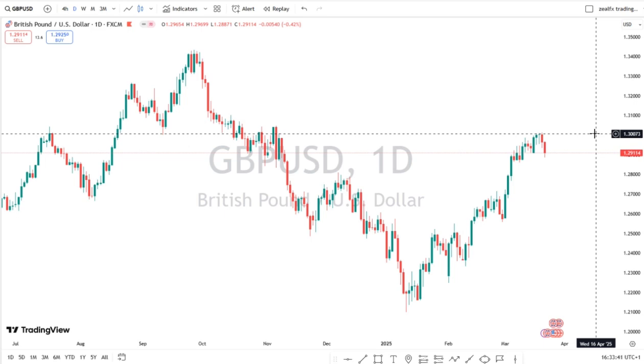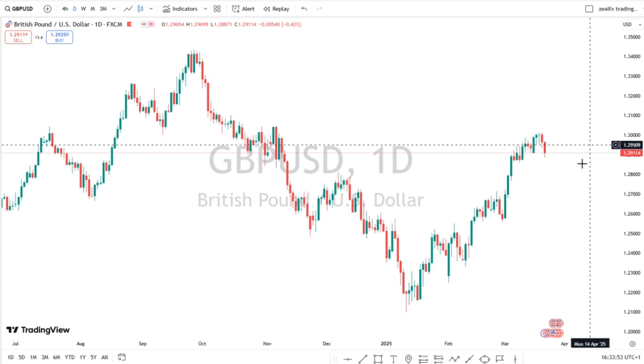In this weekly analysis, we'll be looking at the GBPUSD, EURUSD, the dollar index, AUDUSD, gold USD, USDJPY. We'll be starting with the GBPUSD.